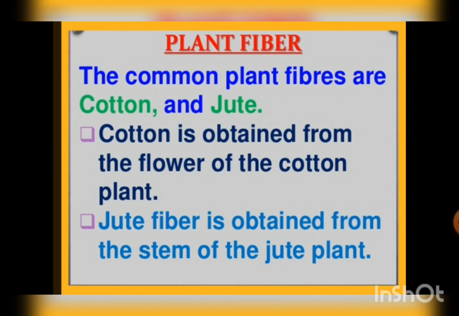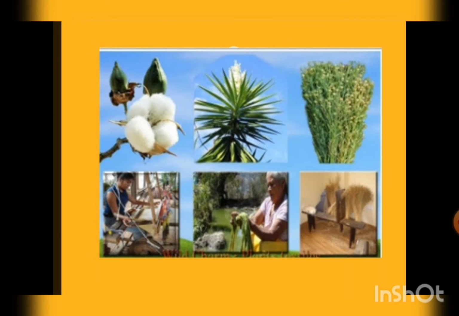Now we are moving towards the plant fiber. The common plant fibers are cotton and jute. Cotton is obtained from the flowers of the cotton plant, and jute is obtained from the stem of the jute plant. Okay, this we are going to learn now. Now these are the jute and cotton plants.